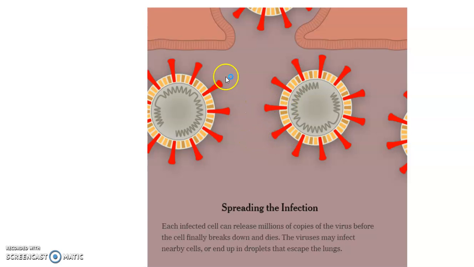So each infected cell can release millions of copies of the virus before the cell finally breaks down and dies. These viruses may infect nearby cells or end up in droplets that escape the lungs. So remember, these infect the respiratory tract. So every time you cough, or even sometimes during talking, little bits can be spread to other surfaces or other people.